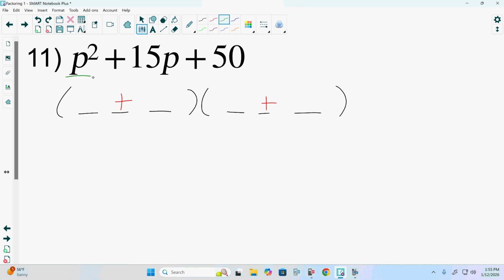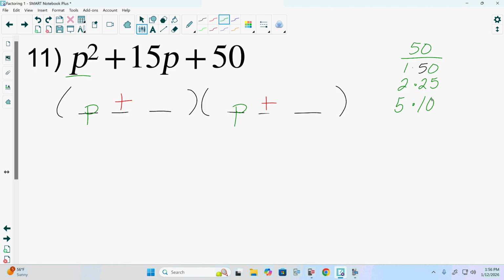Factors of the first and third term. Well, factors of p squared are p and p. That's the only ones we have, so we'll go on and plug those in. Factors of 50, there's a few. So it might be helpful to list those out. We have 1 and 50, 2 and 25. 3 is not a factor, 4 is not a factor, 5 and 10 are, and that's actually it.